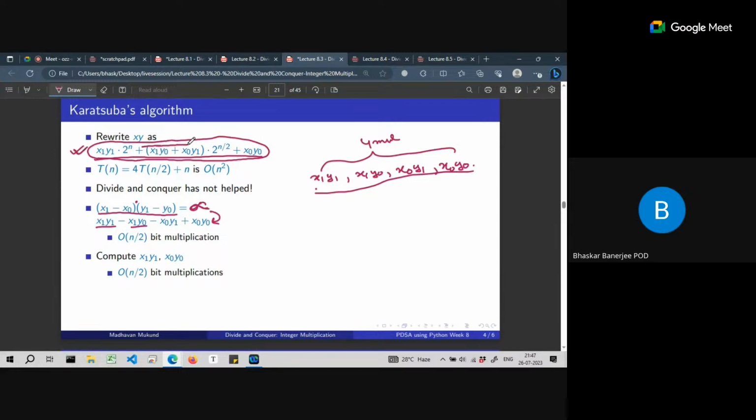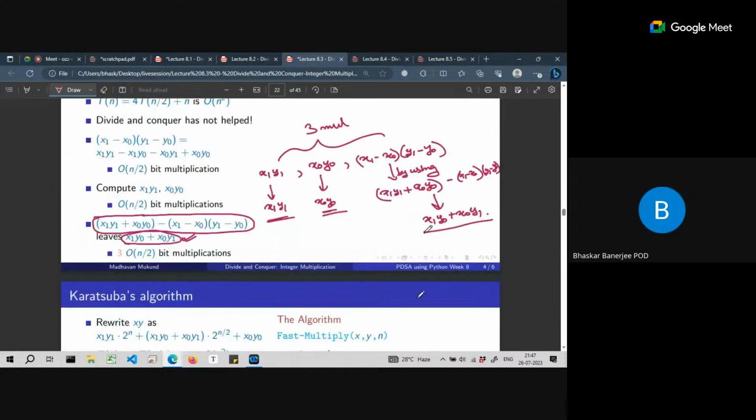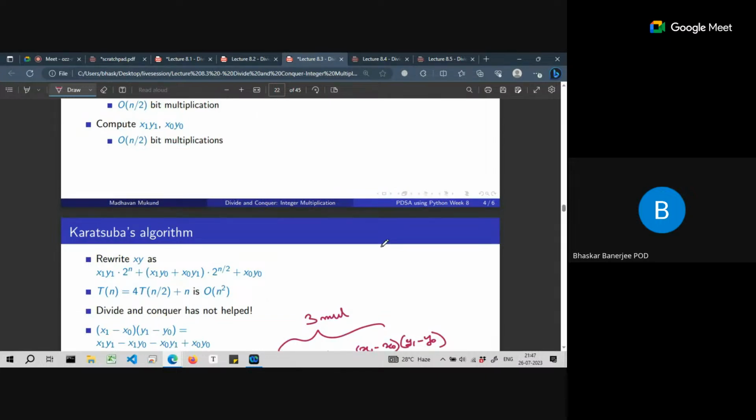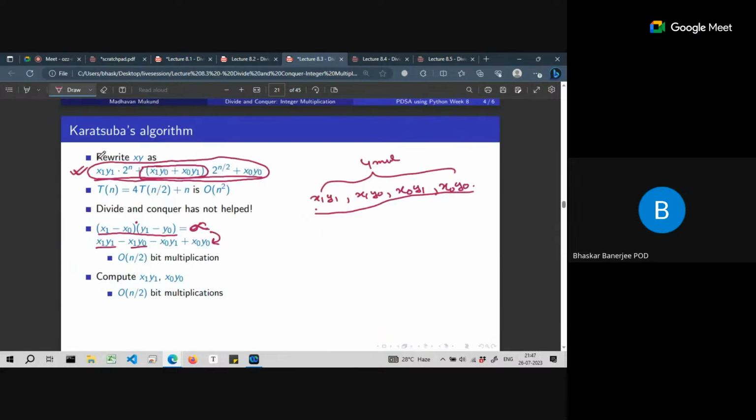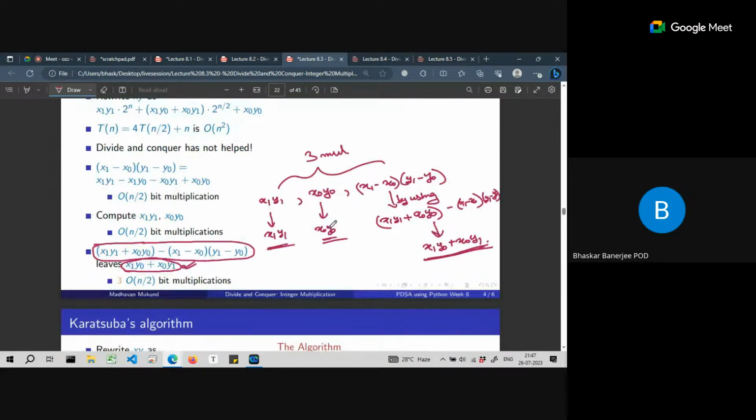Now observe this part: x1 y0 plus x0 y1. And other than this, what was there? x0 y0 was there, x1 y1 was there. Forget about the 2 to the power; 2 to the power n is simply a shifting operation, so you don't have to worry about it. So x1 y1, x0 y0, and this term.